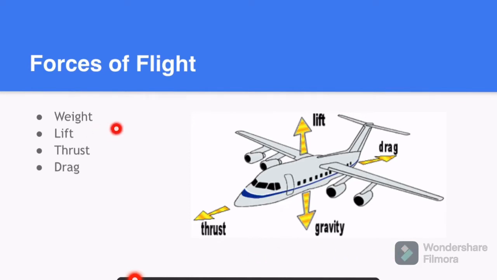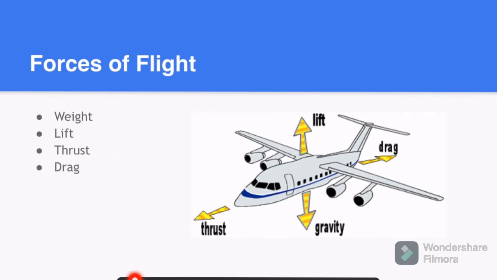The second one is lift. Lift is a force that acts at a right angle to the direction of motion through the air, and it is created by the difference in the air pressure above and below the wings.